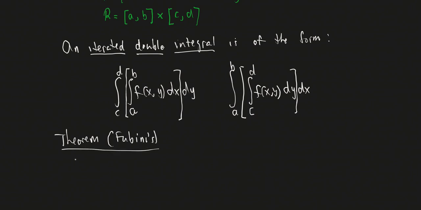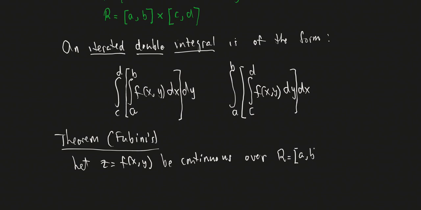Right, and I'll say this, so let z equals f of x, y be continuous. So let's assume that we have a nice continuous surface, right? So, be continuous over, and I'll define my rectangular region using this new notation so we get used to it. So over the rectangular region [a,b] crossed with [c,d]. And again, just as a reminder, this is the interval for x. This is the interval for y.